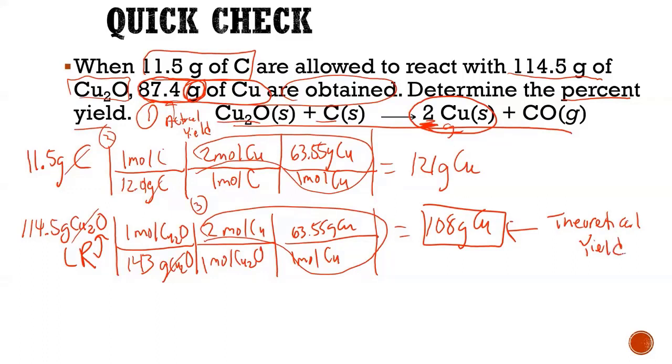And now what do I need to do to get percent yield? Take the actual yield and divide it by the theoretical. Yep, 87.4 divided by 108. The grams of copper cancel, times 100. And what is that? It's going to be about 85-ish or so. Let's see. It's 3 sig figs, so 80.9% yield.